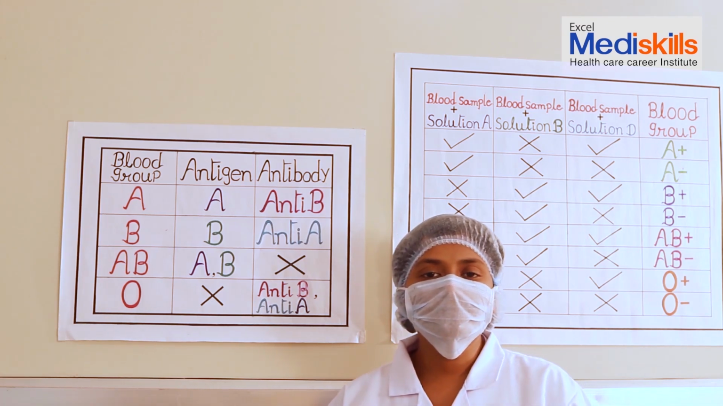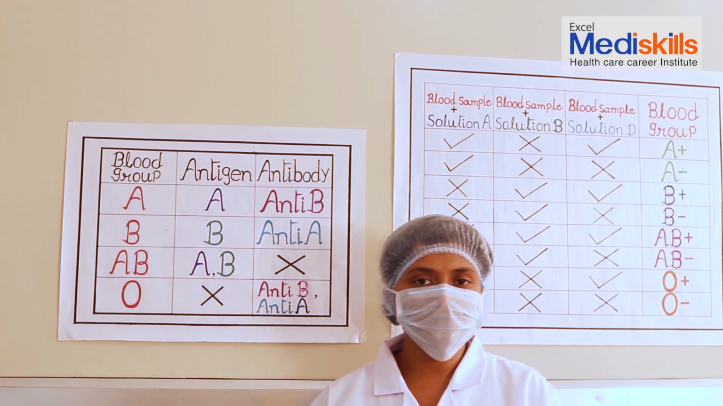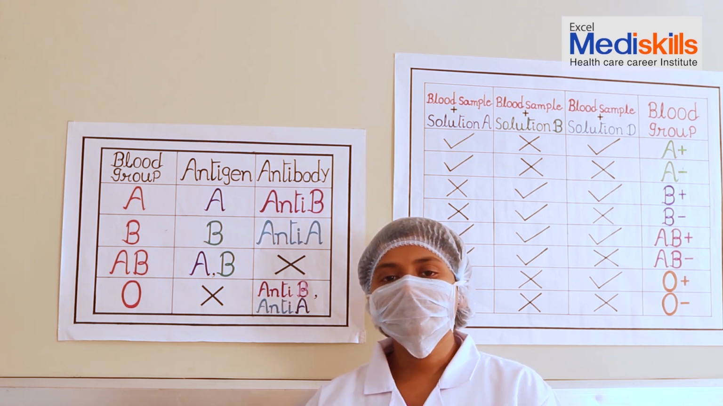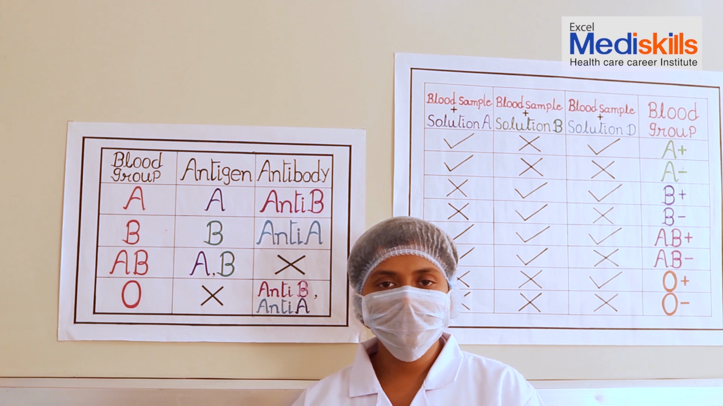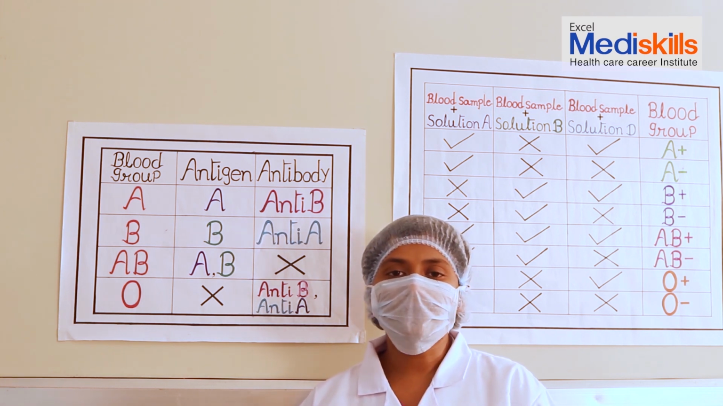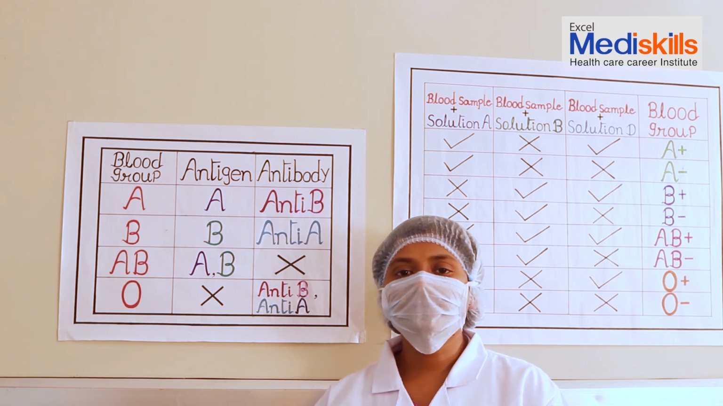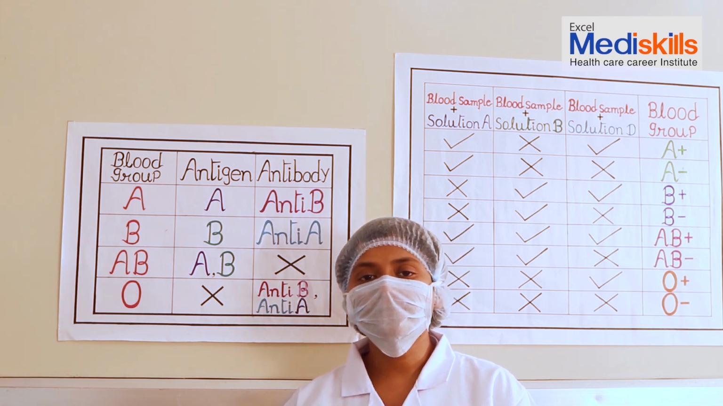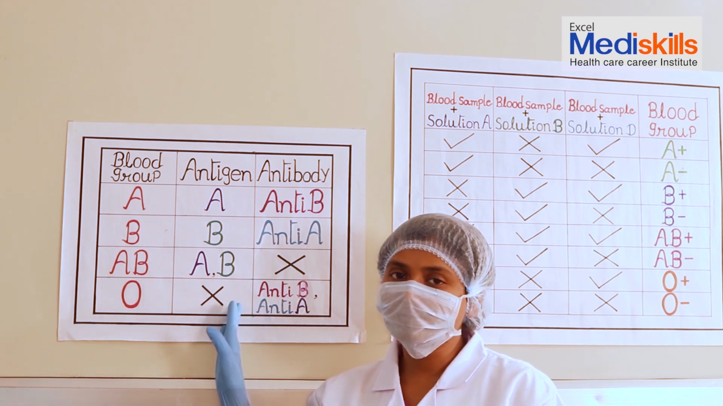Today we will learn how to detect the blood group of a patient. Generally, there are 4 types of blood group: A, B, AB and O. How are these 4 blood groups named, and what are the chemicals present in these blood groups? We will now learn these through the help of this chart.